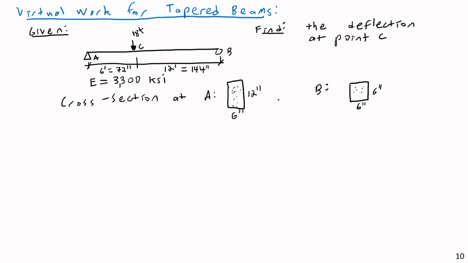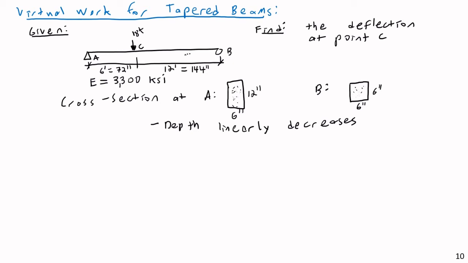Let's consider the cross section. So what's going to happen here is that the depth linearly decreases. So the width is going to stay the same, but for whatever reason, the depth starts out at 12 inches on the left side here, and it linearly decreases to 6 inches on the right side here.